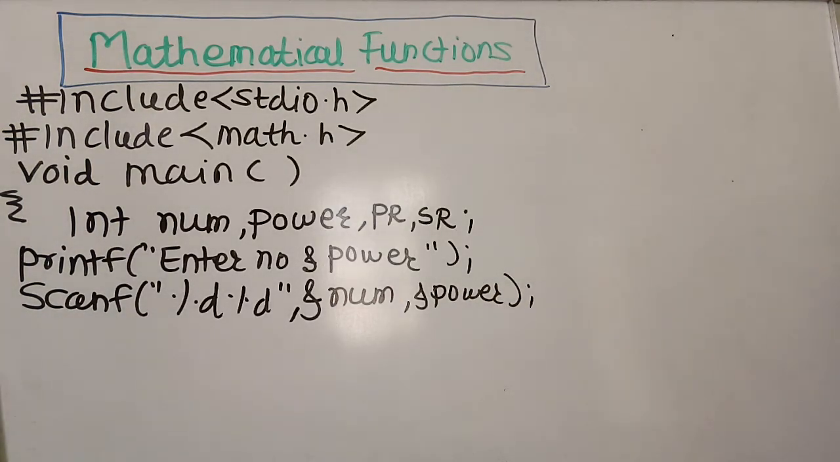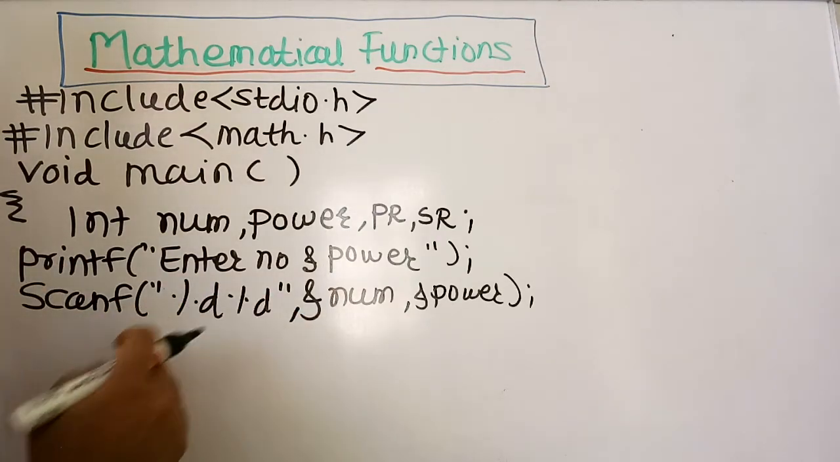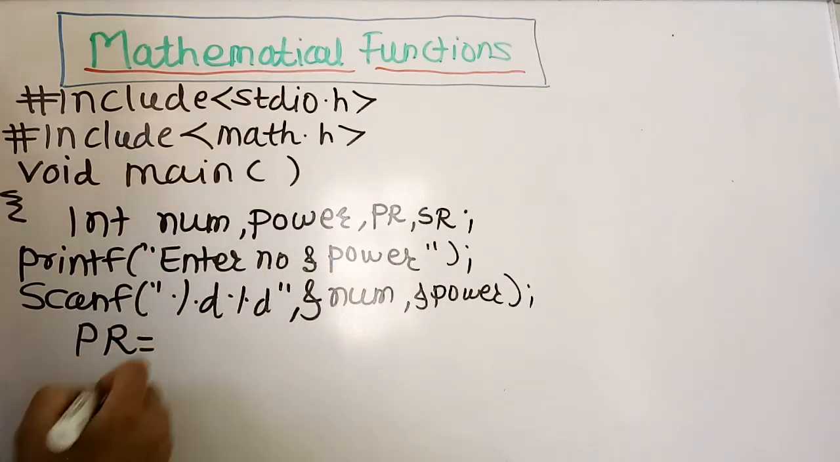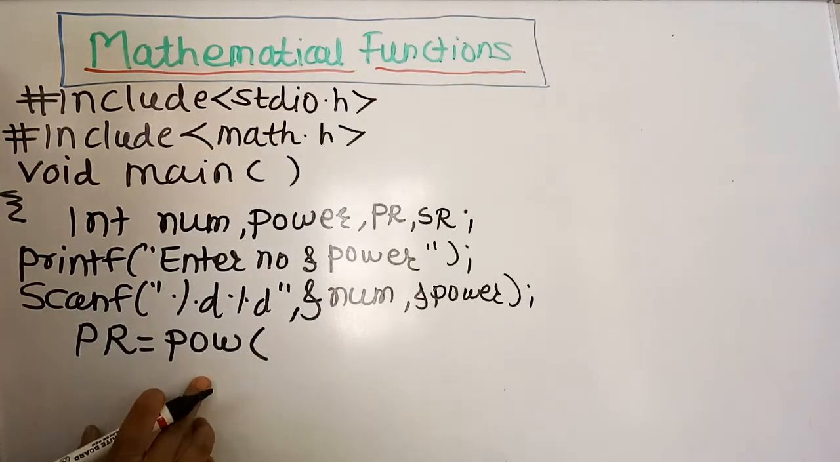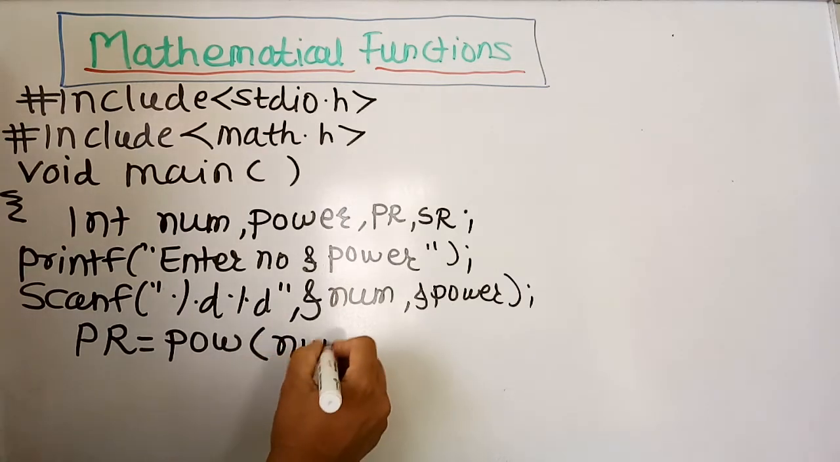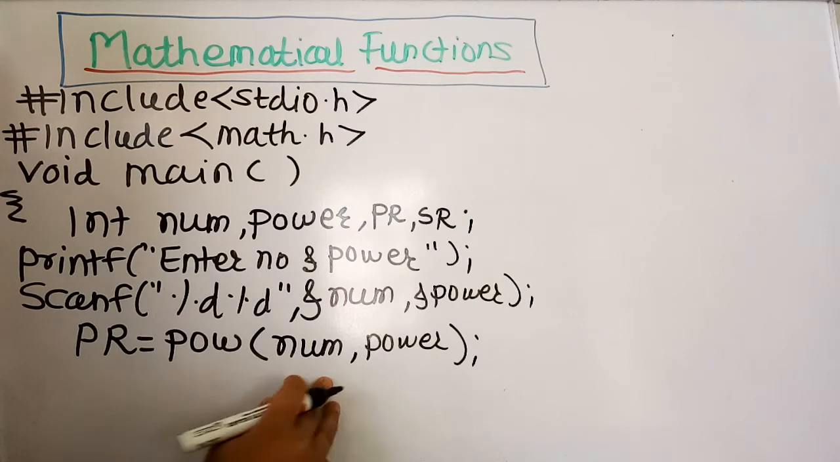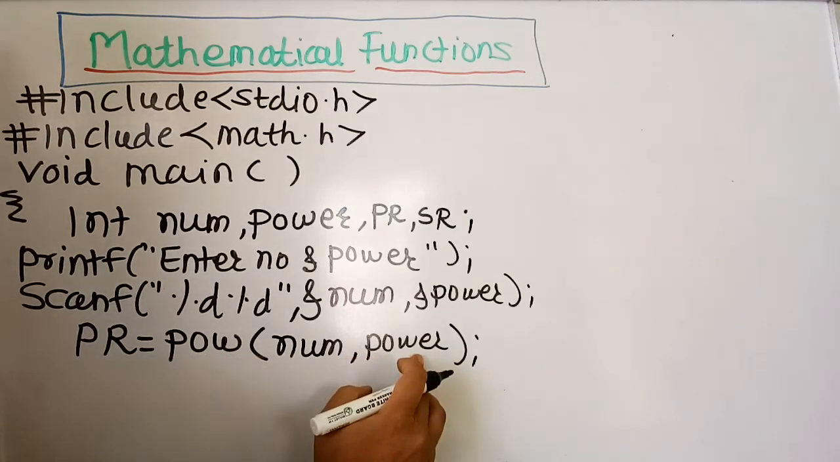Now, what is the next task for us? Directly use the standard ready-made mathematical functions to calculate this. So, it is like a regular mechanism. We will store the power result into the PR variable and write the pow function. It is a standard mathematical function which has two parameters. First is the number, and second is the power to which it will calculate the power. So, power result equals pow(number, power).